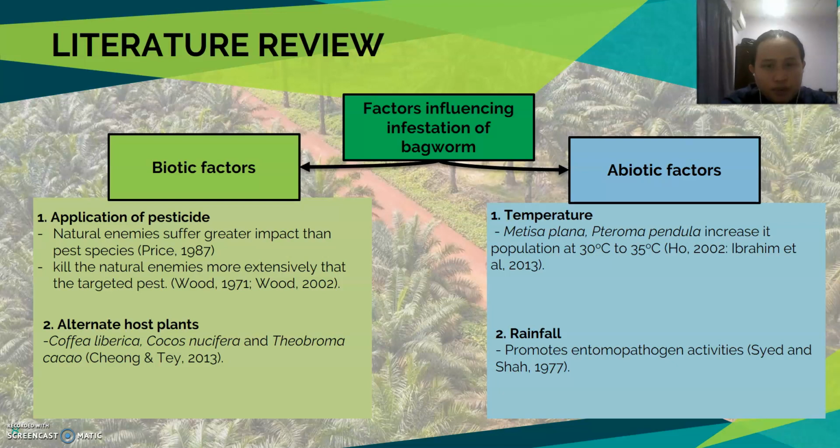For the abiotic factors, the first one is the temperature. Both Metisa plana and Pteroma pendula have the capacity of increasing their population at 30 degrees Celsius to 35 degrees Celsius, which indicates the optimum performance of these two bagworm species, as stated by Ho in 2002 and Ibrahim et al. in 2013. Next is the rainfall. According to the study done by Shade and Shah in 1977, rain can affect the bagworm population by promoting entomopathogen activity to occur.